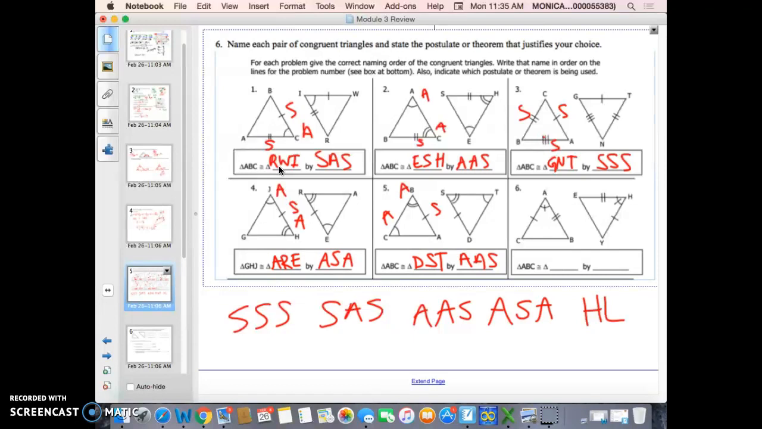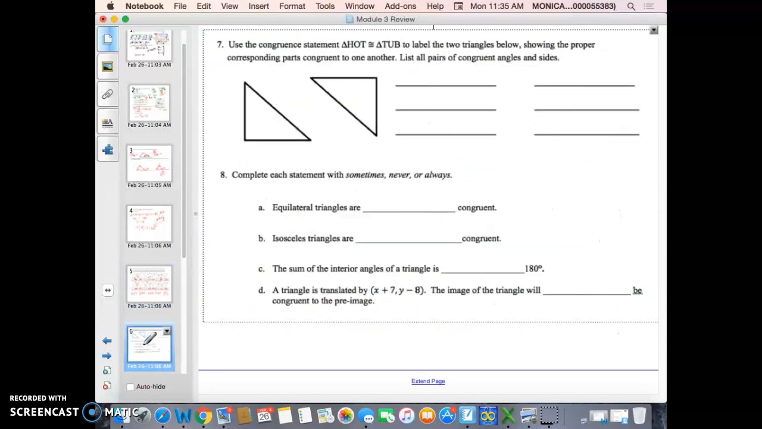And then number 6, I have side, angle, side. None of these were right triangles, and so therefore none of them use HL, which is interesting. Okay, so A corresponds to H. B corresponds to E. Which would make Y correspond to C.